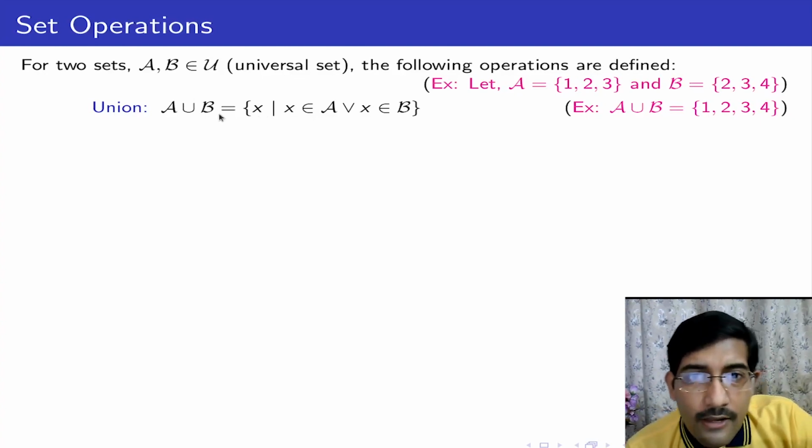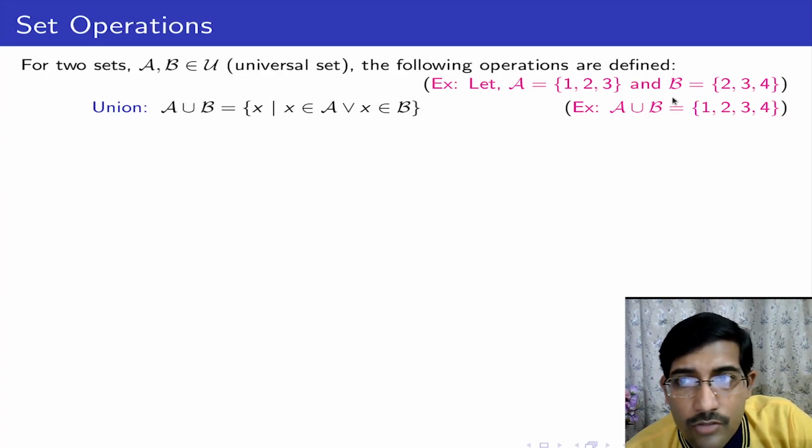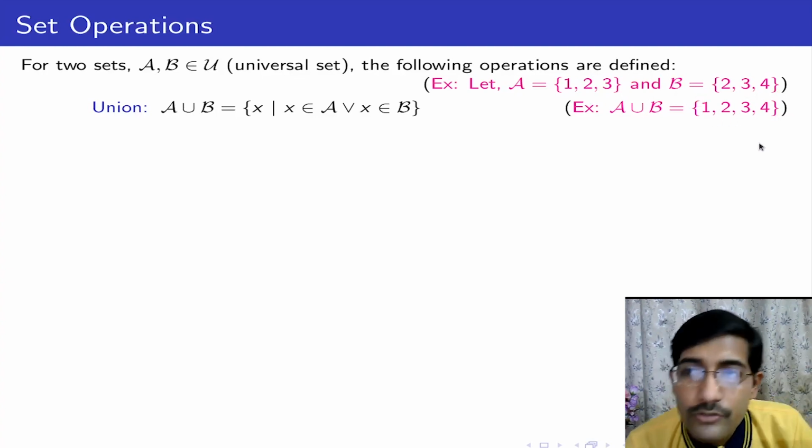We call it the set of all elements X such that X belongs to A or X belongs to B. So X belongs to either any one of them, I take it here. An example of union is definitely {1, 2, 3} and {2, 3, 4}, it becomes {1, 2, 3, 4}.